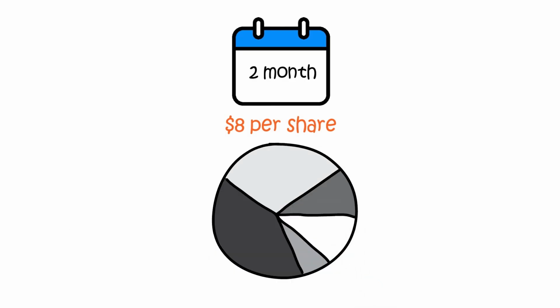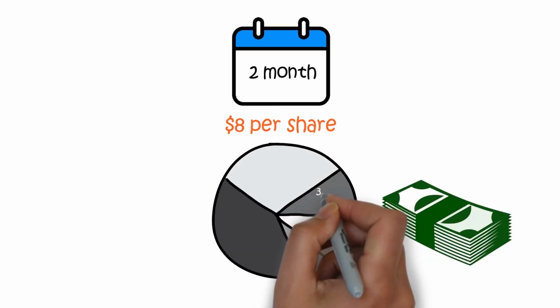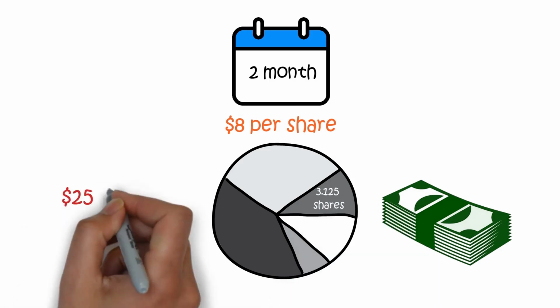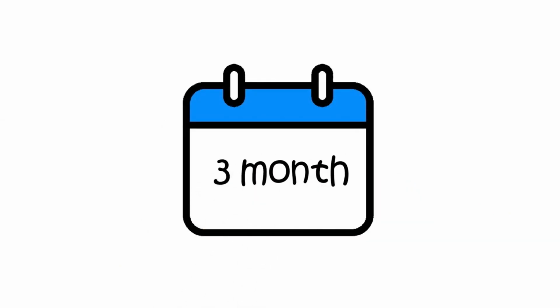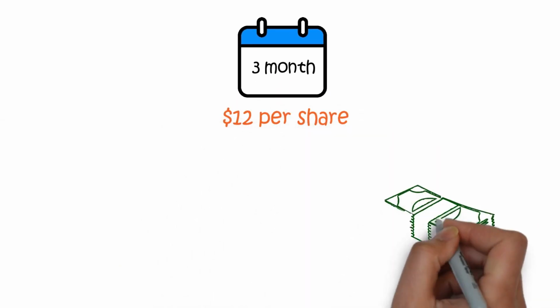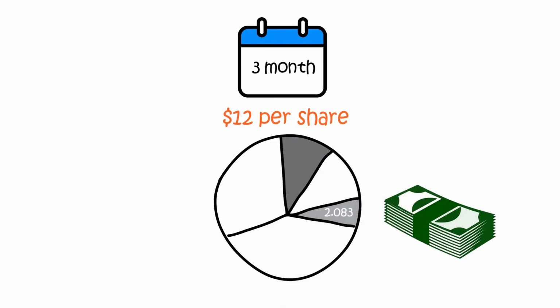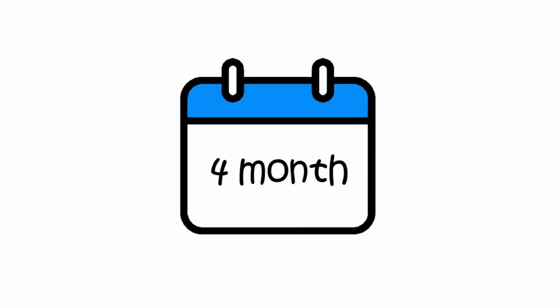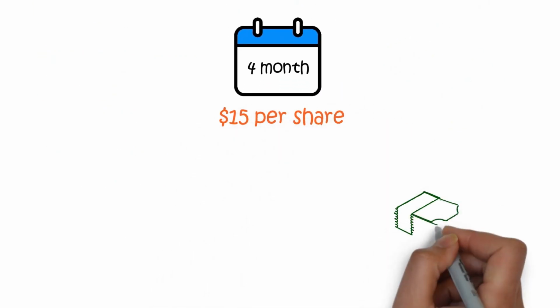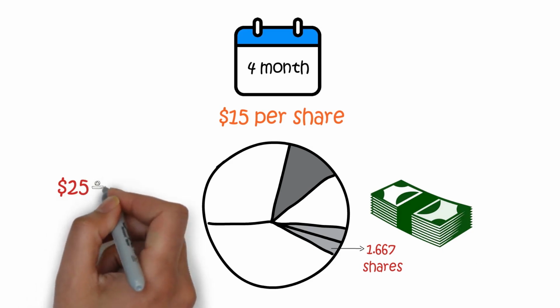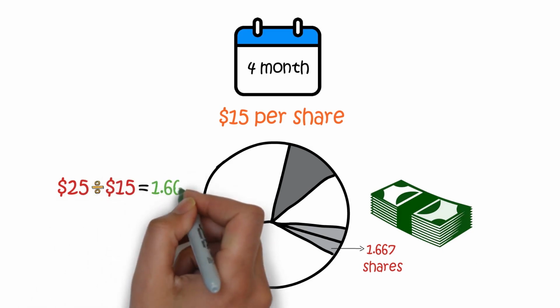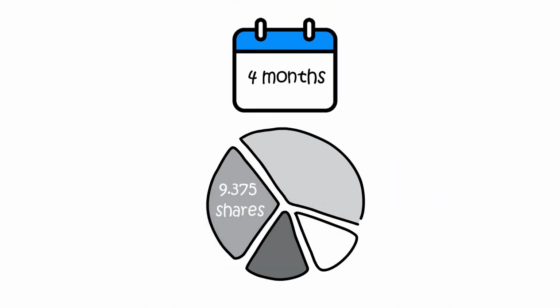This means you get to buy more shares for your $25, acquiring 3.125 shares because $25 divided by $8 equals 3.125. In the third month, the price jumps to $12 per share. With your $25, you can still purchase 2.83 shares as $25 divided by $12 equals 2.83. In the fourth month, the price rises to $15 per share. You can still invest your remaining $25 and buy 1.667 shares because $25 divided by $15 equals 1.667. By the end of these 4 months, you'll own a total of 9.375 shares.